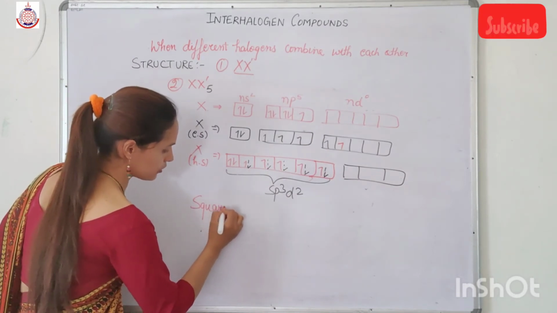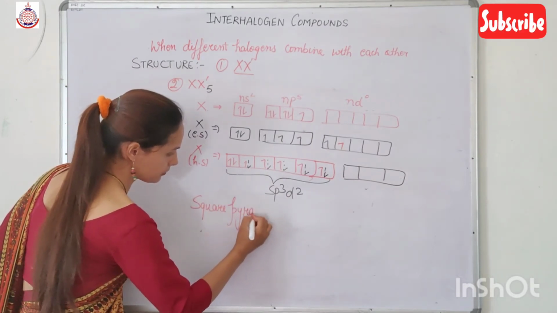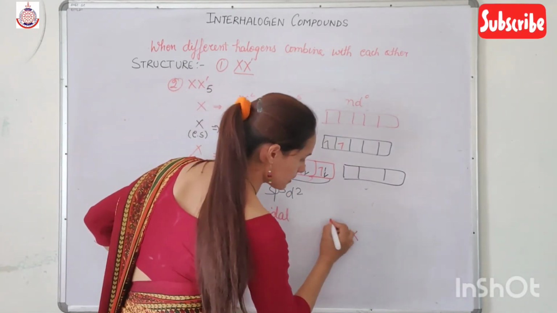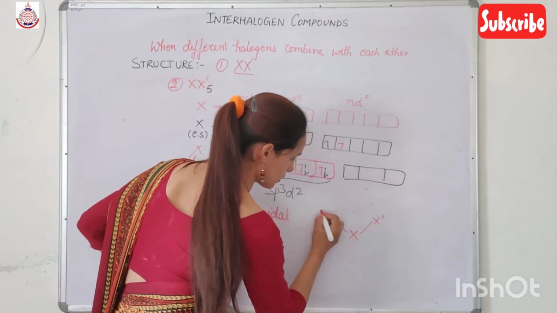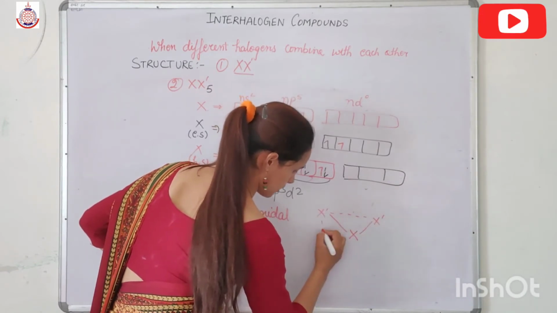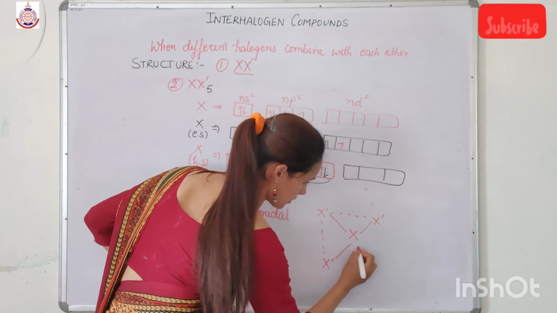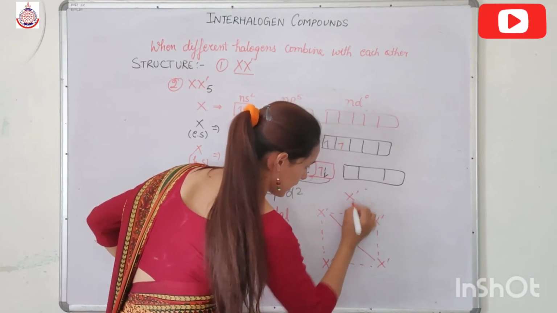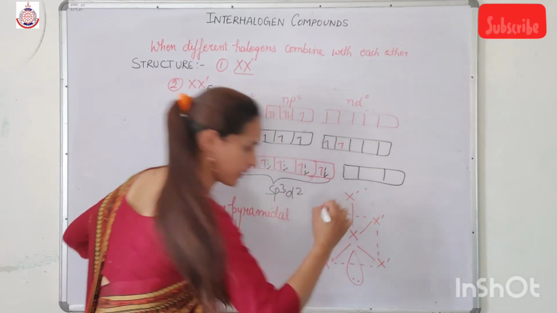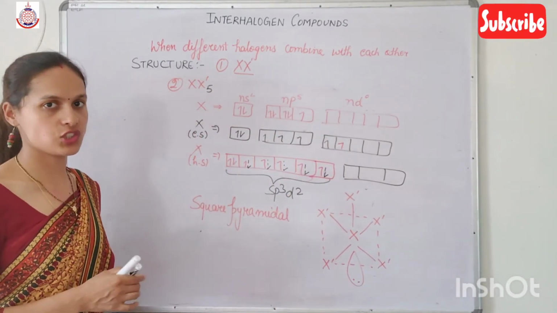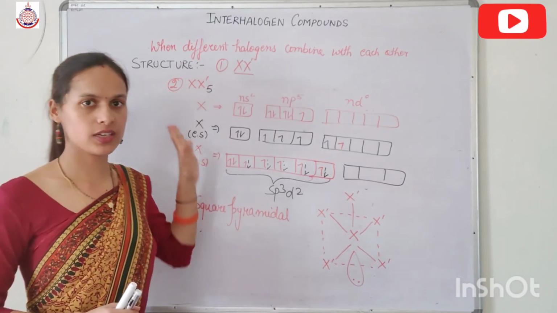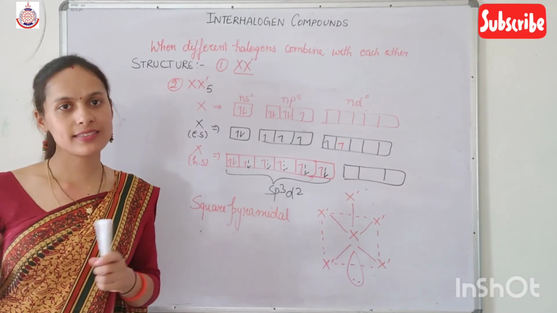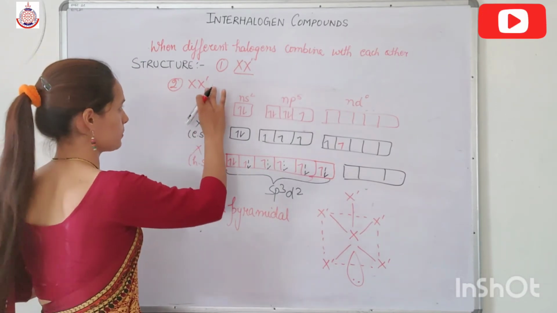So in this case the structure is square pyramidal, and if I draw it, it becomes X dash, square and pyramidal, X dash. Here one lone pair is there. So this is the shape of XX5 interhalogen compounds. Now if I talk about XX7, so do along with me.